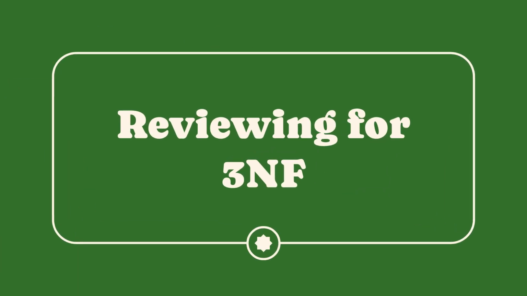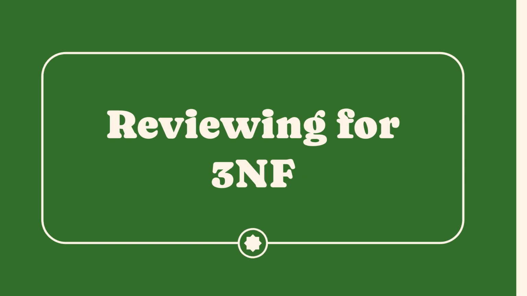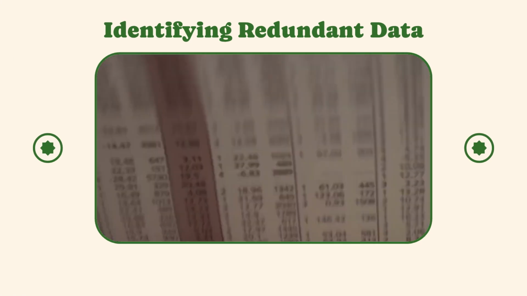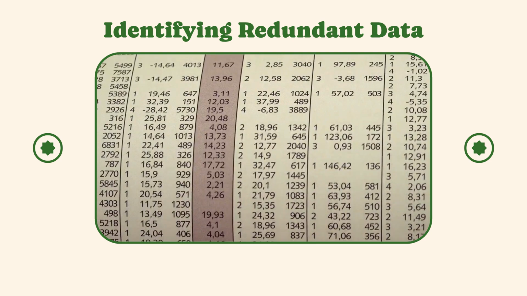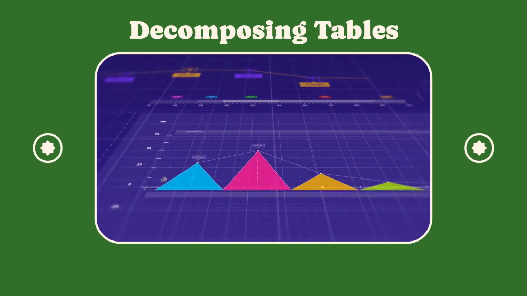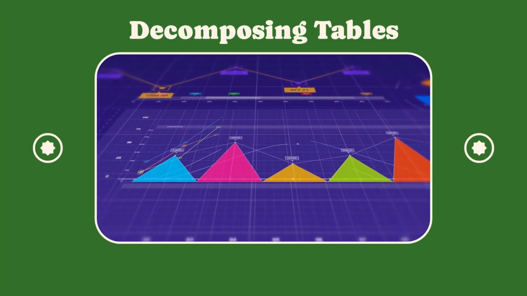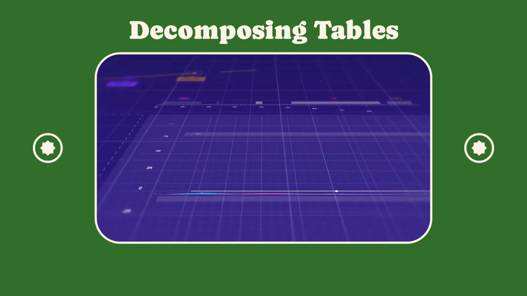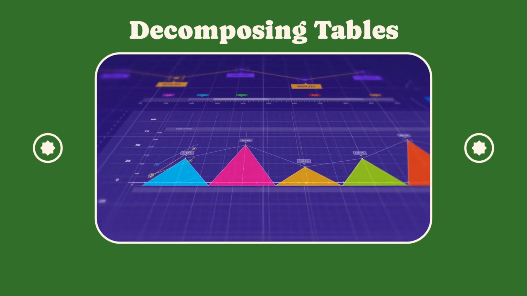The final critical step is reviewing the tables for third normal form, or 3NF, a standard for eliminating redundancy. This review process helps us spot and highlight redundant data, which can lead to inconsistencies and wasted storage space. If redundancy is found, tables are decomposed into smaller, related tables to ensure data consistency and fine-tune the overall design.